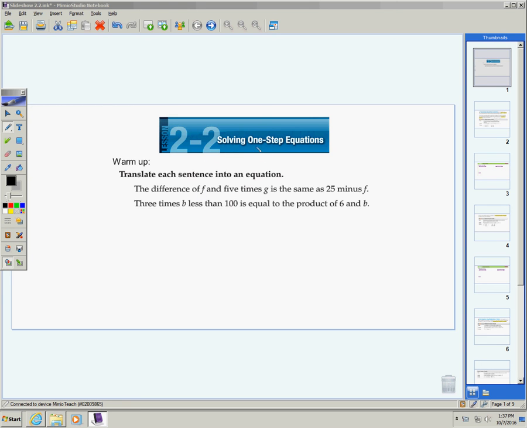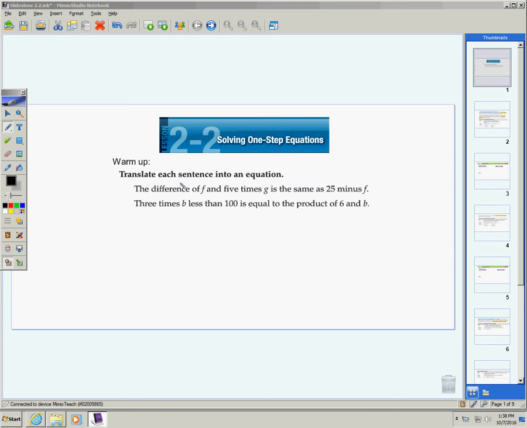We're going to be talking about solving one-step equations. We're finally going to start solving these things. So for a warm-up, this is just a review of what we did in the past lesson. Go ahead and pause and try it on your own. And once you're done, unpause it and I'll go over the answers.